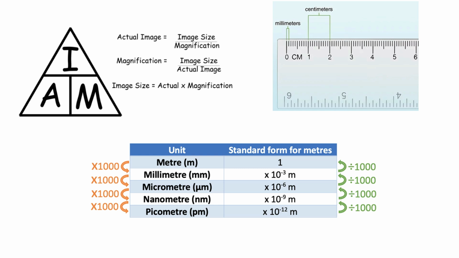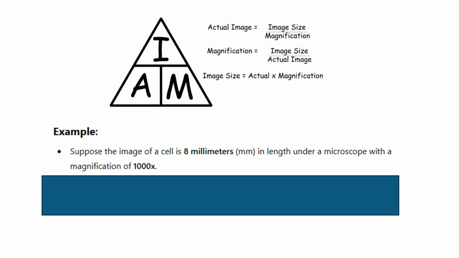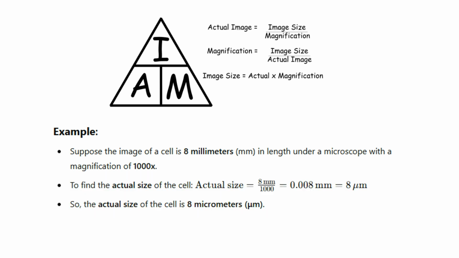You also might be expected to show standard form. Here's an example. Suppose the image of a cell is 8 millimeters in length under a microscope with a magnification of times 1,000.